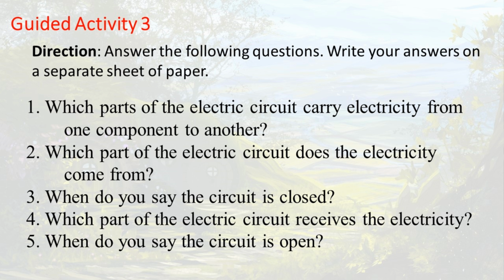Guided Activity 3. Direction: Answer the following questions. Write your answers on a separate sheet of paper. 1. Which parts of the electric circuit carry electricity from one component to another? 2. Which part of the electric circuit does the electricity come from? 3. When do you say the circuit is closed? 4. Which part of the electric circuit receives the electricity? 5. When do you say the circuit is open?